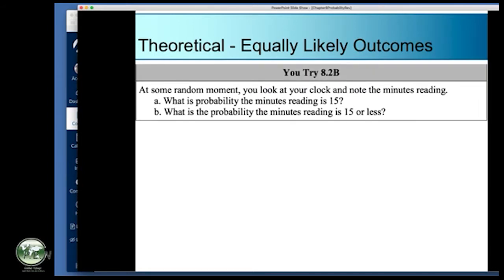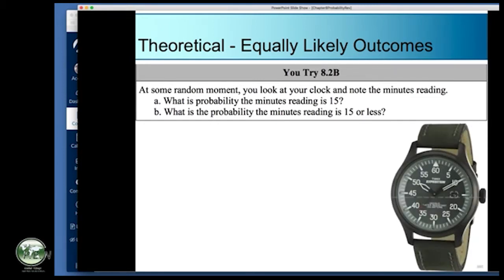So, equally likely outcomes. At some random moment, you look at your clock and note the minutes reading. So you're just looking at the reading of the minutes. The reason I do this is that I think there's a problem like this in the homework. What is the probability the minutes reading is exactly 15? Again, not taking account of the hours. What would you think that would be? 1 out of 60. Good, because there are 60 minutes in an hour, right? So there are 60 different things it could be. There's only one 15. Let's see, there's a watch. So I show you, because again, you have to see it. I chose a special watch to see that there is a total of 60.